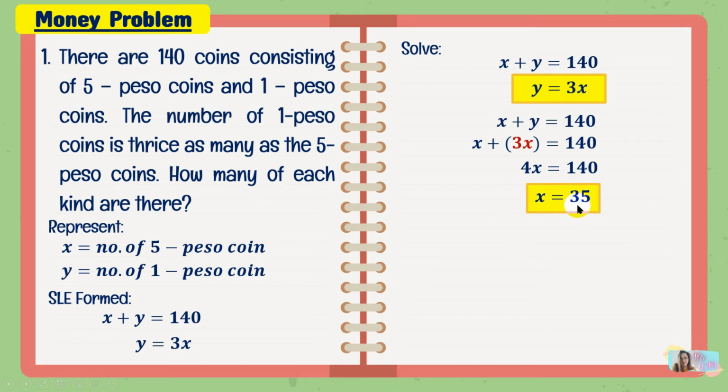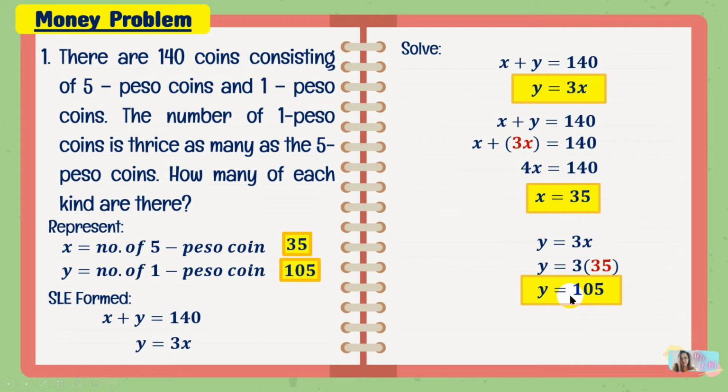So, the number of 5 peso coin is 35. So, 35 pieces daw po. Then, to get the value of y or number of 1 peso coin, kunin natin itong ating second linear equation. Y is equals to 3x. So, magkakaroon tayo ng y is equals to 3 times 35, and that is 105.